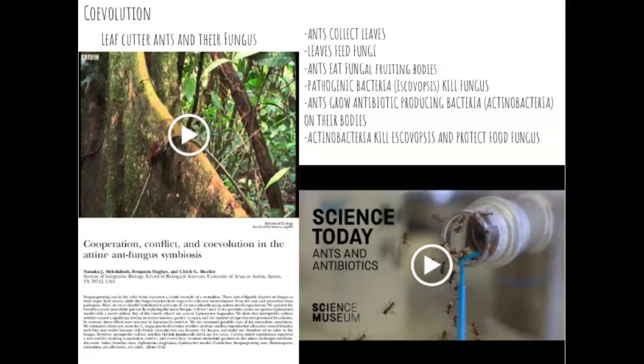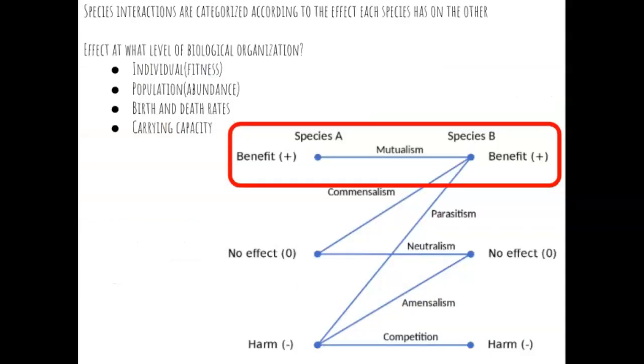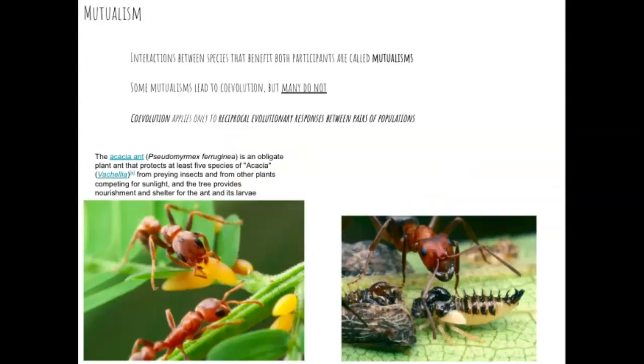So as far as species interactions, there is a special type of species interaction where both species within that interaction benefit, and that type of interaction is called a mutualism. So interactions between species that benefit both participants are called mutualisms, and some mutualisms lead to coevolution, but many do not. So coevolution applies only to reciprocal evolutionary responses between pairs of populations.